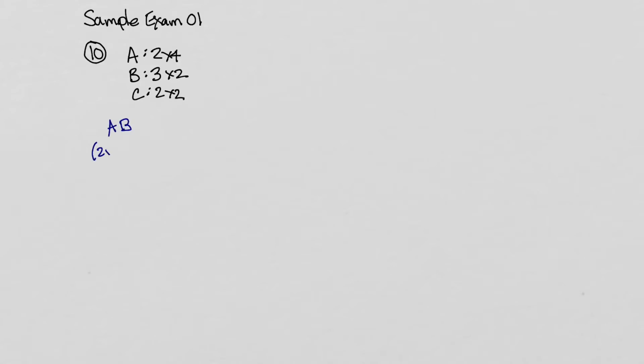Well, look, A is a 2 by 4, B is a 3 by 2. These two do not match, so this product here, AB, cannot be done. What we need to look for is a column that matches a row. So a column of 4, there's no rows that start with a 4, so we can't have A to begin with.